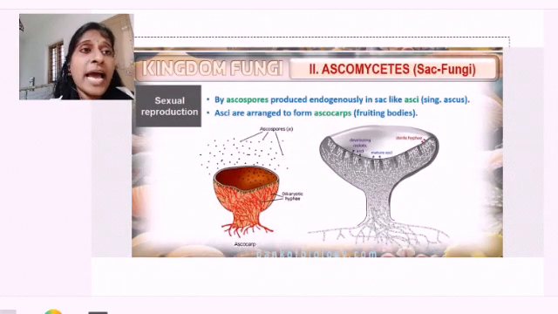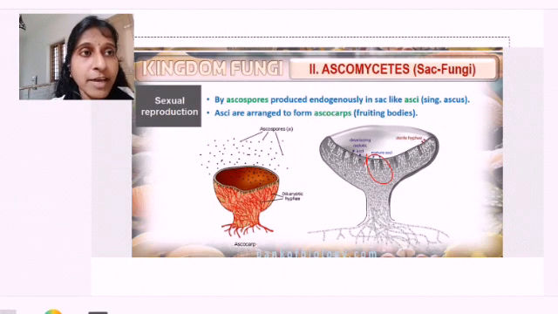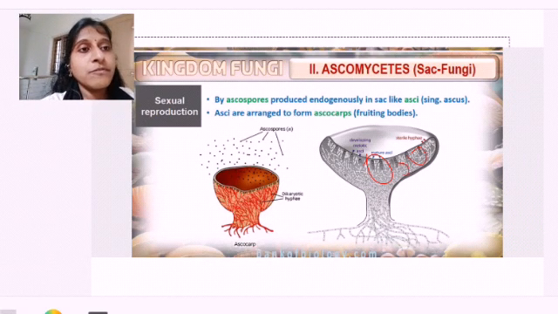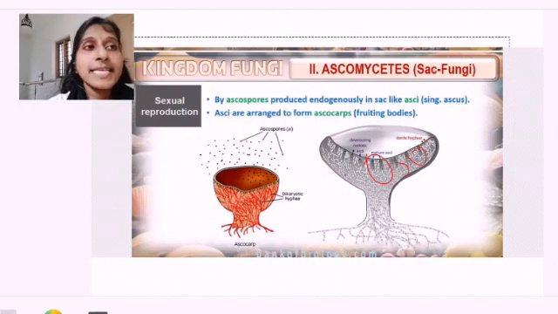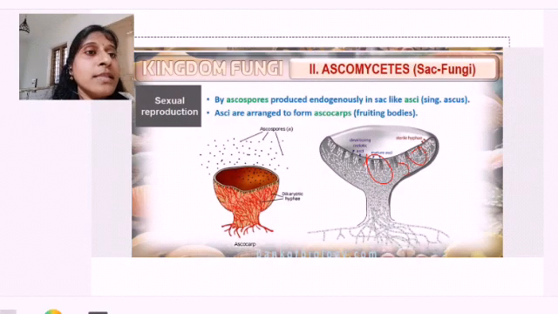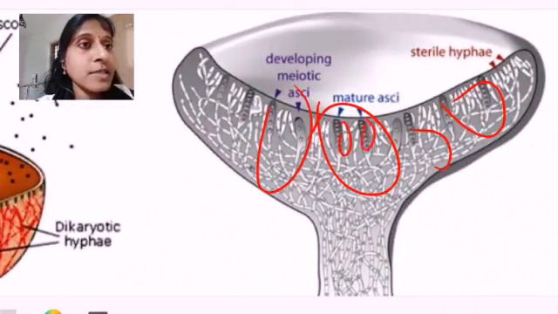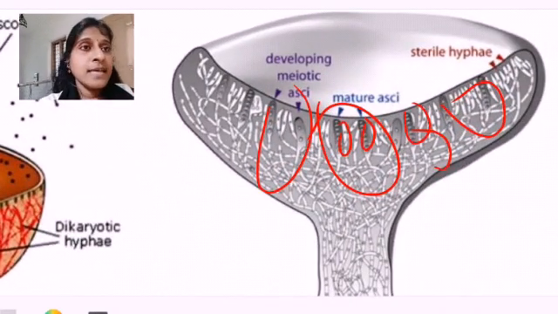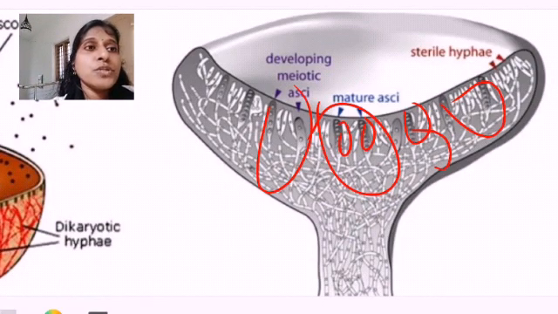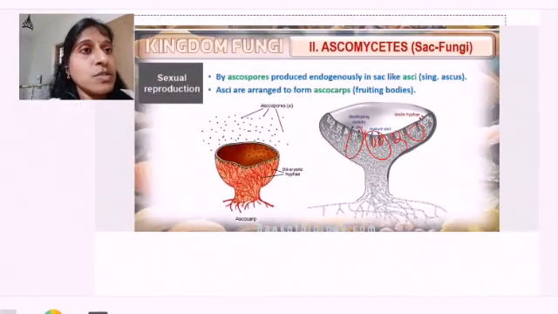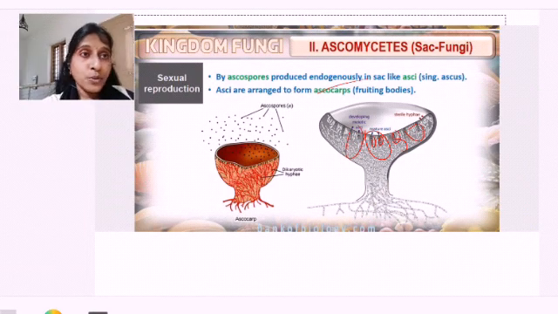In ascomycetes, the ascus is the structure. Ascospores are produced endogenously. Here meiosis takes place in a sac-like structure, the ascus. In the ascus, these structures are present, and in them the spores are produced. That's why the name is ascomycetes. And how are they produced? Endogenously. I told you, inside.